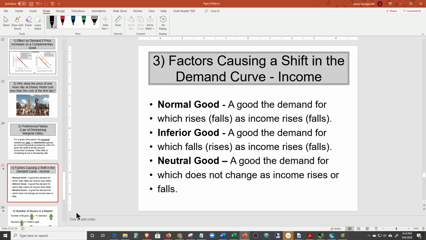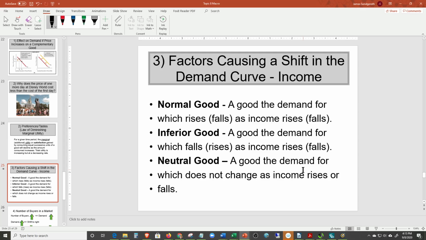Factors causing a shift in the demand curve: income, in here, where they call it normal good, inferior good, neutral good. A neutral good is a good the demand for which does not change as income rises or falls. An inferior good is a good the demand for which falls or rises as income rises and falls.